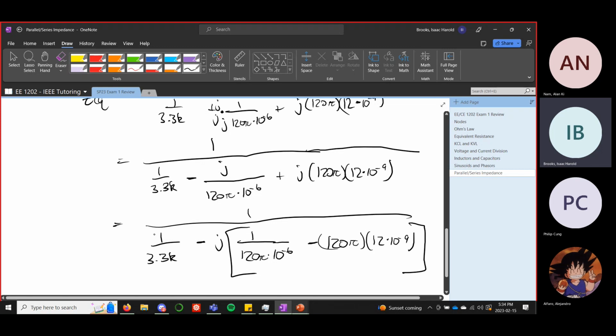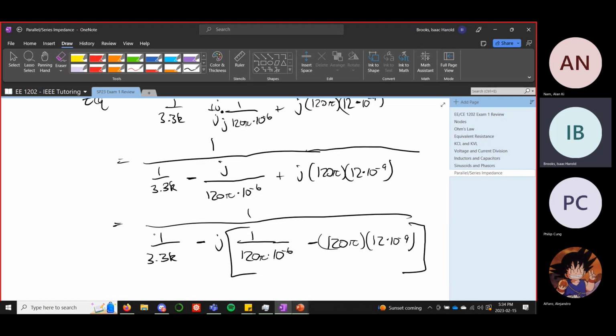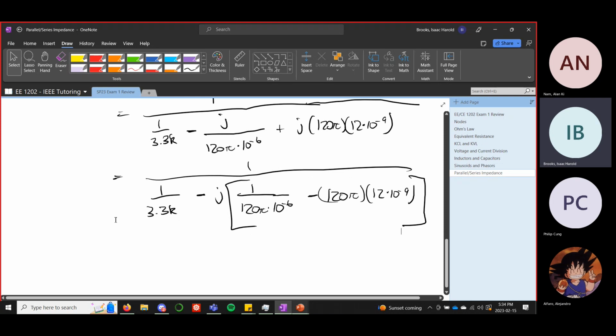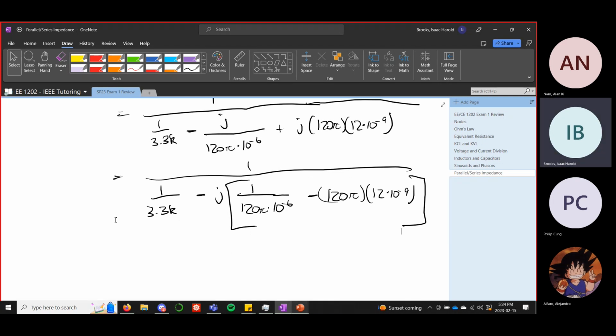Yeah. Okay. So now it kind of looks messy, but if you type these into your calculator, it's just a single number, right? You have 1 over 3.3k, that's a number. And then you have all of this, which is another number. What you have here is, and let's type this out, 1 divided by 3.3k.